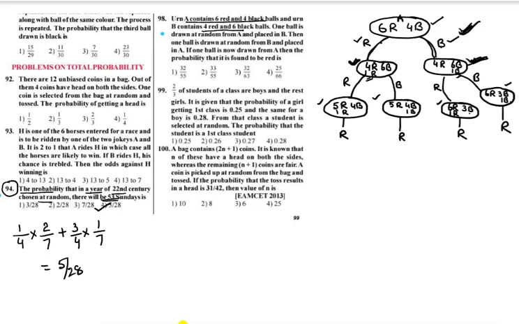Now from this bag B you may transfer a red ball or you may transfer a black ball. If a red ball is transferred, one red ball increases. If a black ball is transferred, one black ball increases. Now finally from this bag we have to draw red only, right?